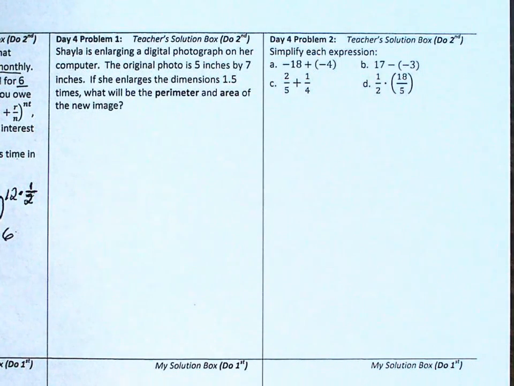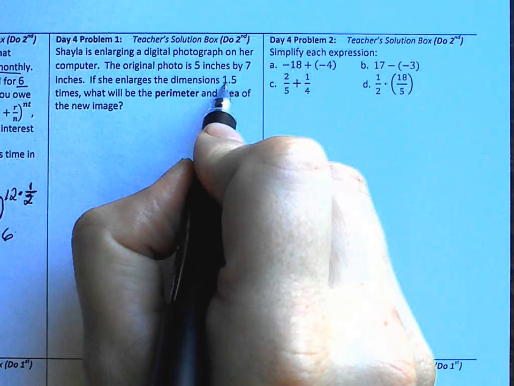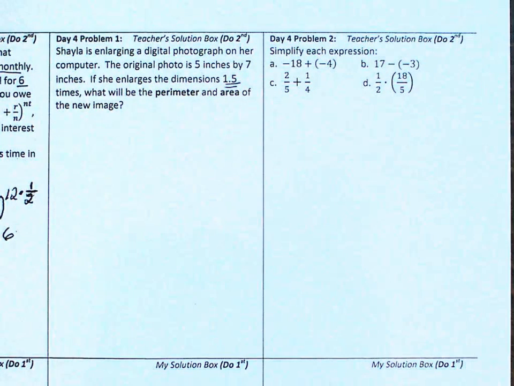Day 4, Problem 1. Shayla is enlarging a digital photograph on her computer. The original photo is 5 inches by 7 inches. If she enlarges the dimensions 1.5 times, what will be the perimeter and area of the new image?